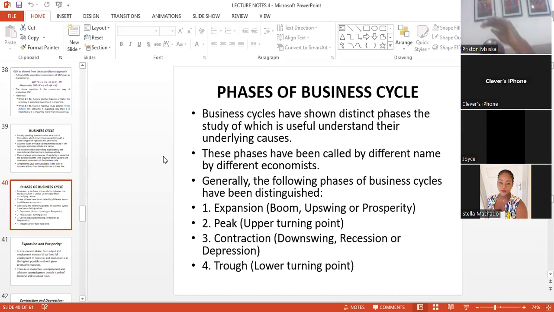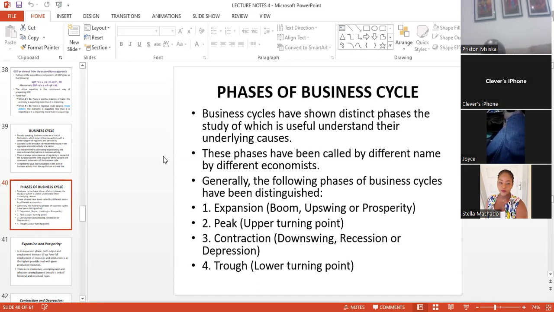Then you reach the upper limit, the upper point. That's phase number 2 now. Now you have reached the top. When you reach the top, the only thing that will happen, the probable thing that we can expect, is that there will be a downward swing, or contraction, or recession, even worse, a depression.